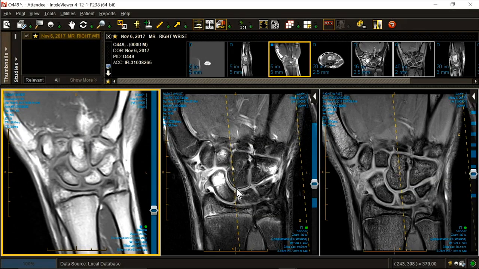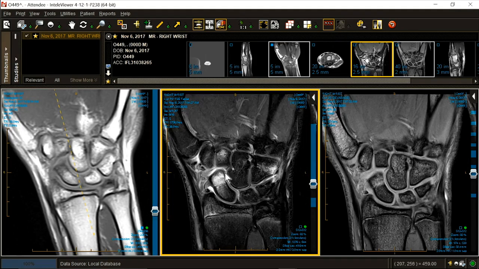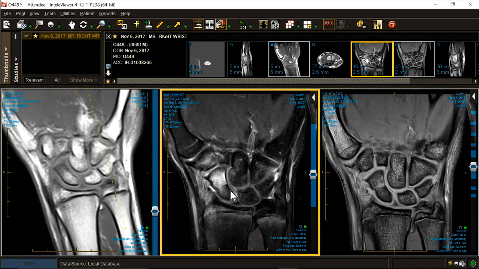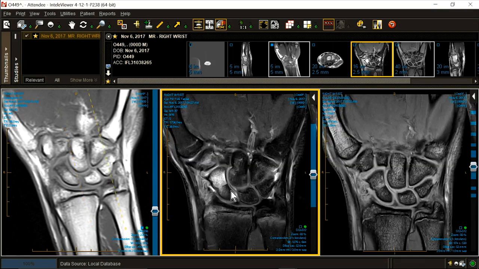In the middle, this is a T2, I believe. The SL ligament is perfect. On the gradient, SL ligament perfect. So the abnormality is obvious. It's in the distal pole of the scaphoid. So what are we going to call it? Are we going to call it a fracture, a contusion, a microfracture, other?